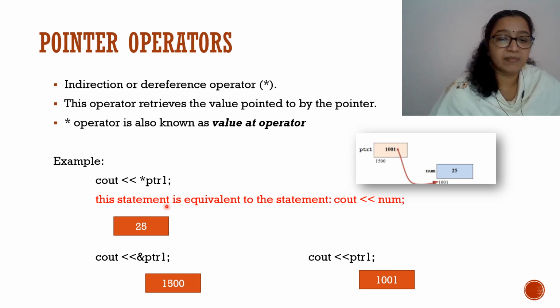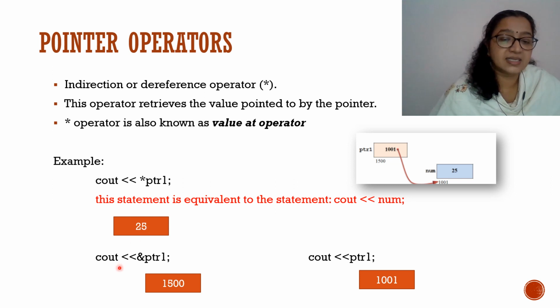Clear? Three methods are there. cout star PTR1. Star PTR1 means this is the pointer variable, so we can use star here. PTR1 is pointing to num here. So we will get the value inside that num by using the star operator. So this statement is equivalent to cout num. So the answer is 25.